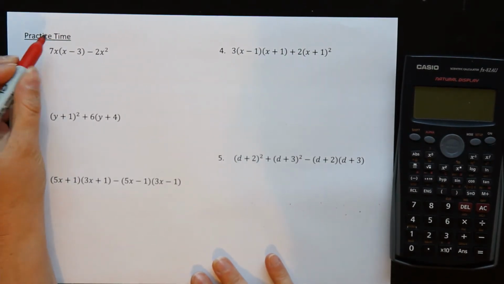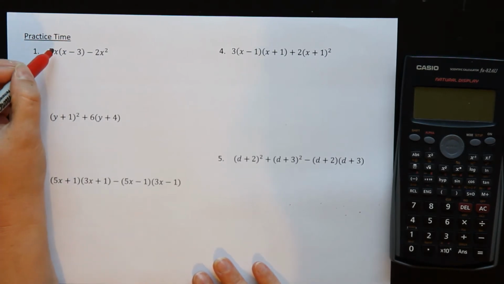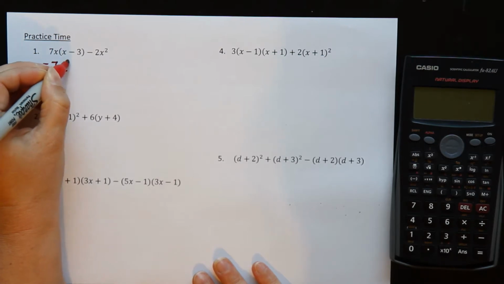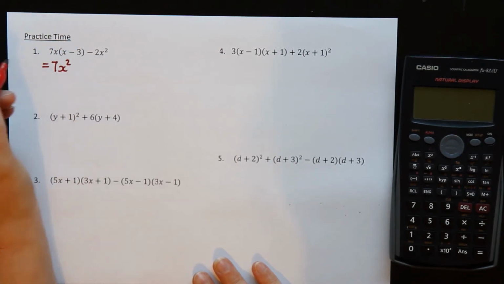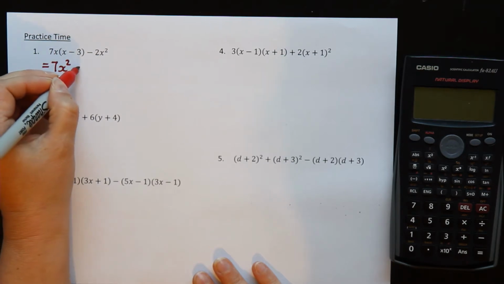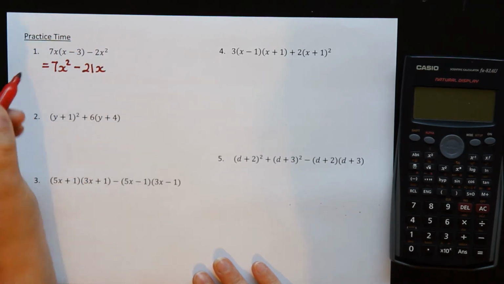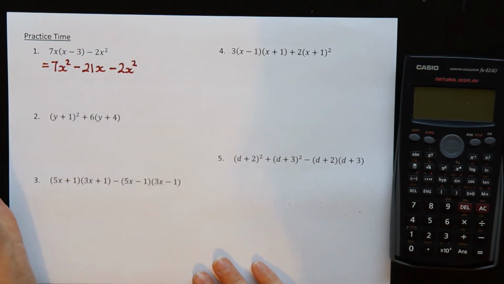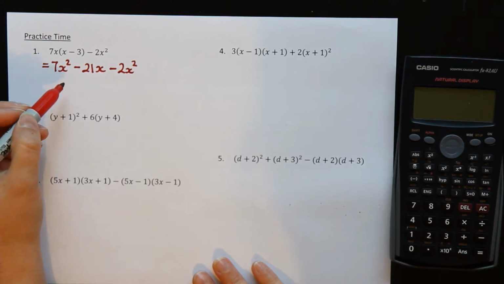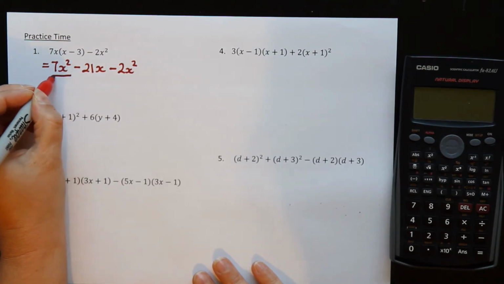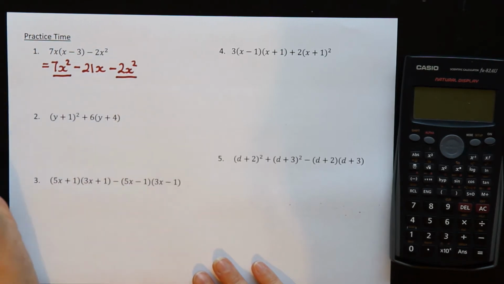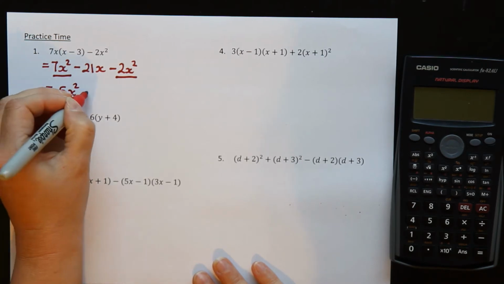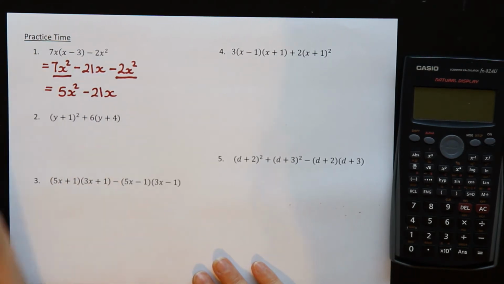Let's expand out. We just have one bracket here to expand, so we just have to do 7x times x is 7x squared. 7x times a minus 3 is minus 21x. And this minus 2x squared isn't part of the bracket, it's just sitting there at the end. Now let's just look for any like terms. 7x squared and a minus 2x squared will become a 5x squared, and the minus 21x sits at the end.